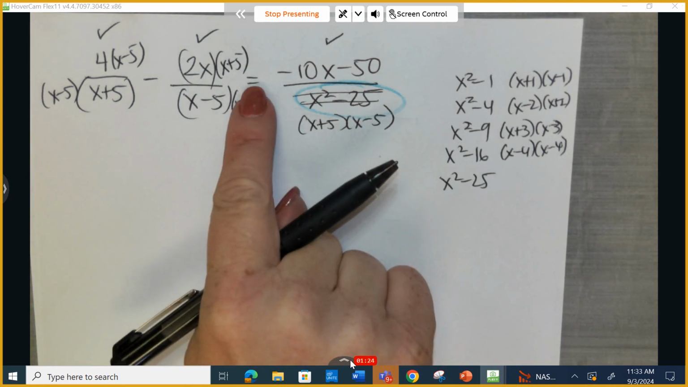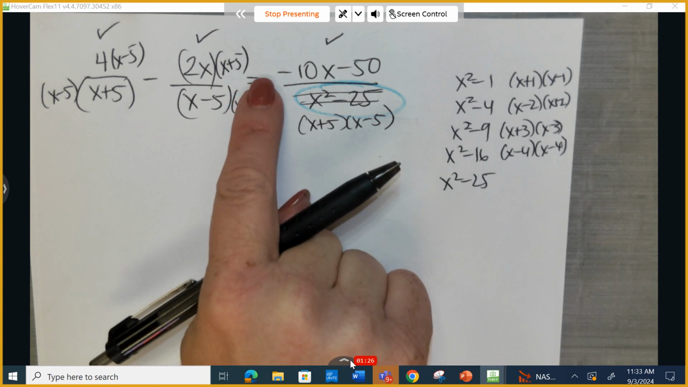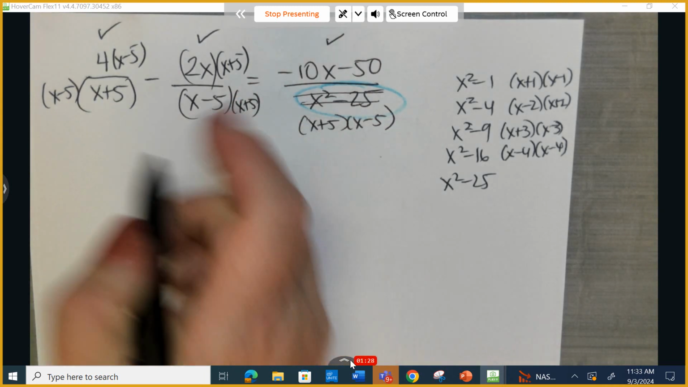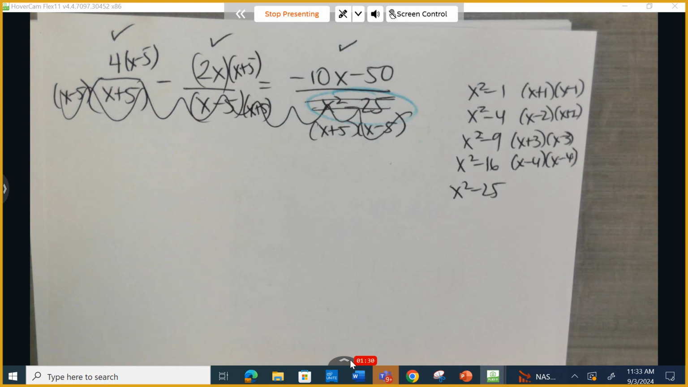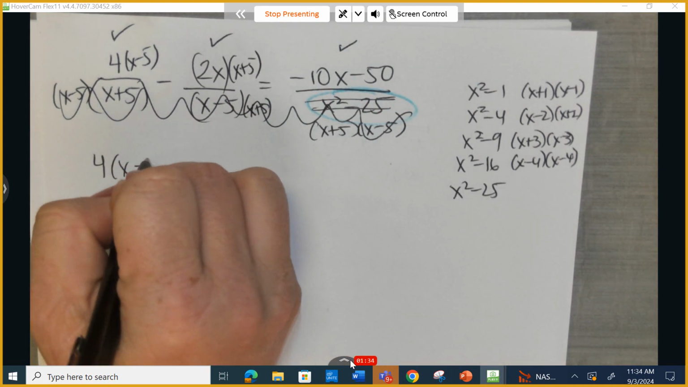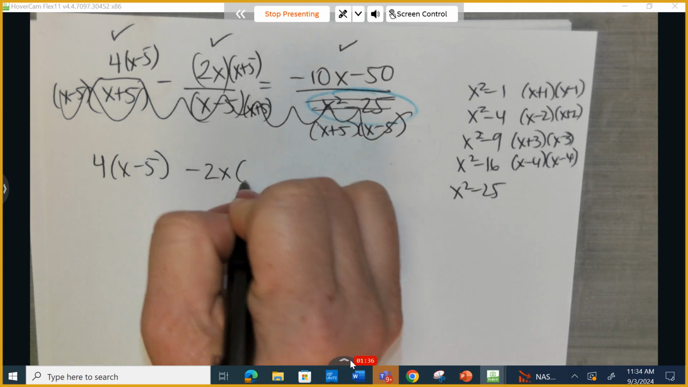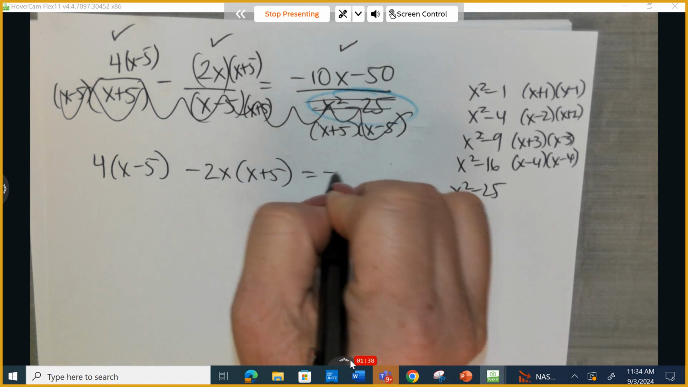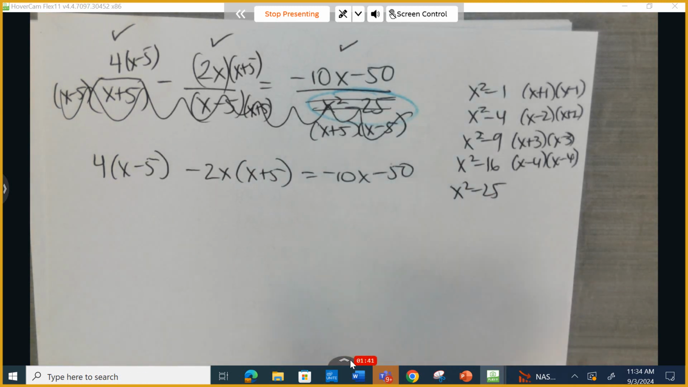When we're working with rational equations, there's an equal sign. Once the denominators are all the same, we wipe out the denominator and we only have to solve the numerator. So I have 4 times x minus 5 minus 2x times x plus 5 equals negative 10x minus 50.